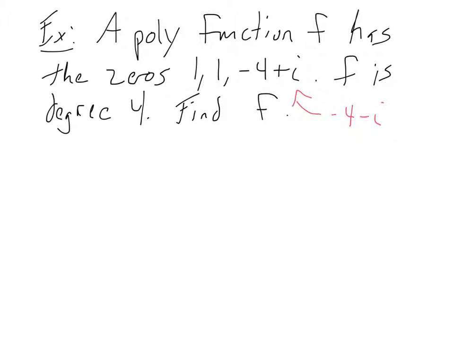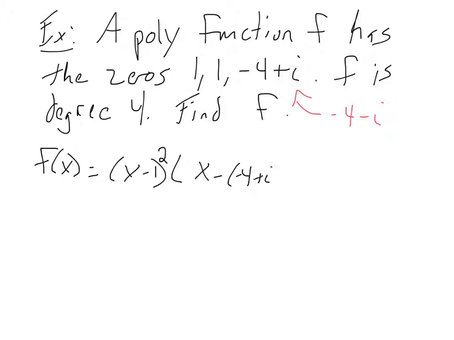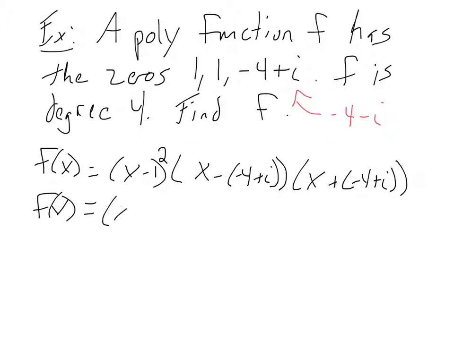And so using the factor theorem that we saw earlier in the section here, we could say that f of x could potentially be x minus 1 times x minus 1, which is just x minus 1 squared. I said we're going to have multiplicity 2 for this one, right? Times x minus negative 4 plus i times x plus negative 4 plus i. By multiplying all of these together, we can construct our degree 4 polynomial. And so we end up getting f of x is equal to x minus 1 squared. I'll just multiply that out. It's going to be x squared minus 2x plus 1, right?